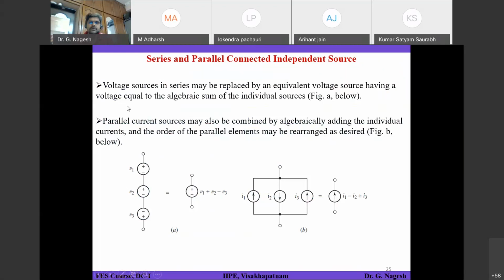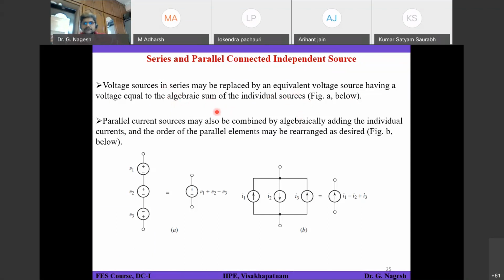What it states is that voltage sources in series may be replaced by an equivalent voltage source having a voltage equal to the algebraic sum of the individual sources. So if you have n voltage sources connected in series, you can replace them with an equivalent voltage source considering the algebraic sign of all the individual sources. That means you can add, but you have to take the algebraic sign into consideration when combining the voltage sources.